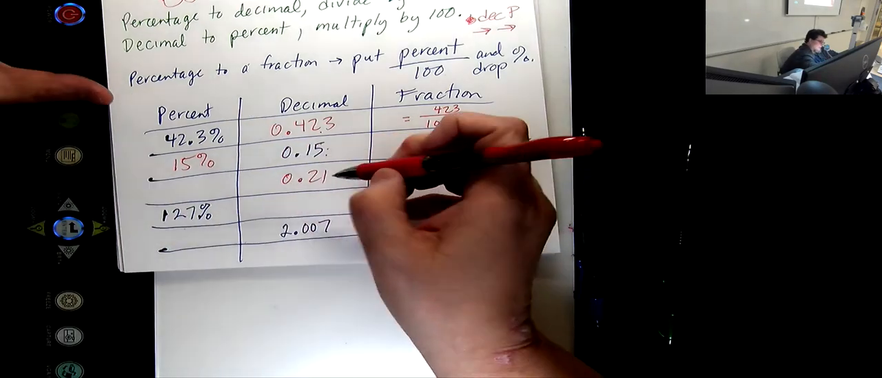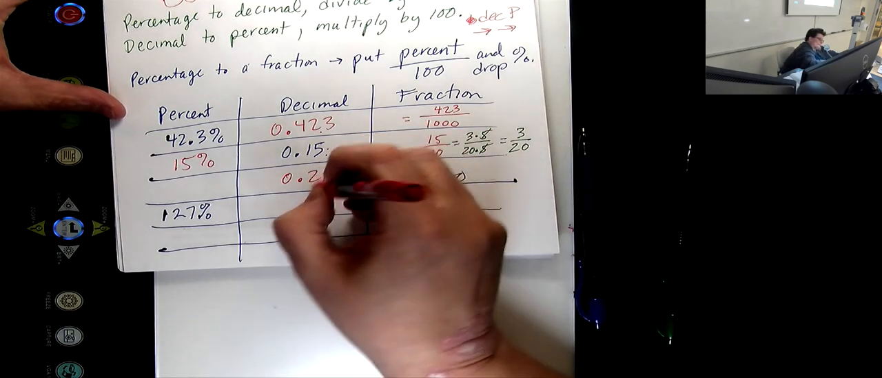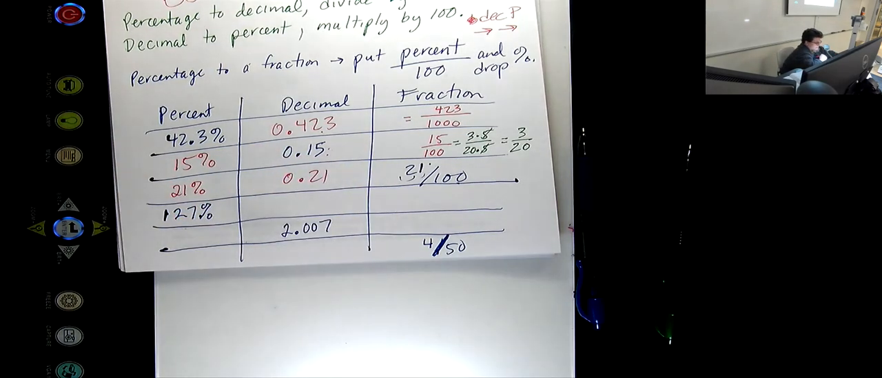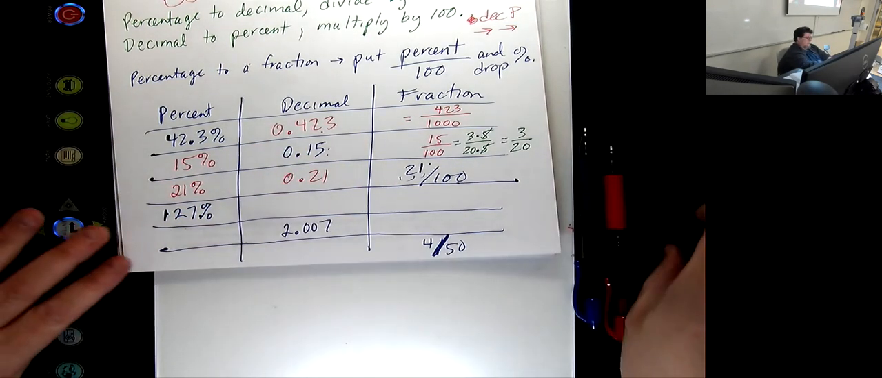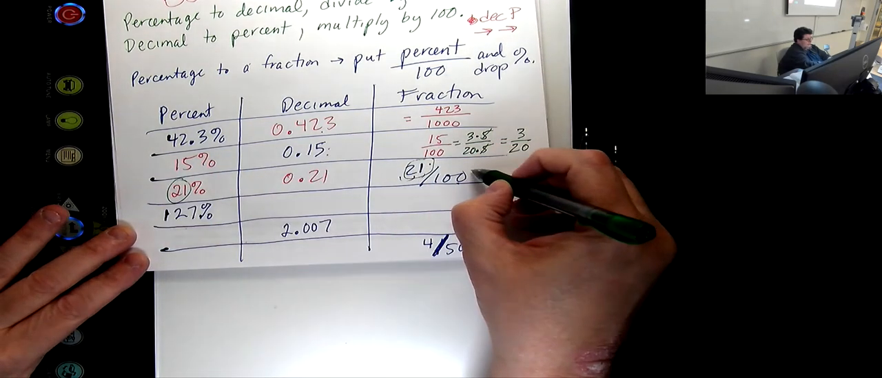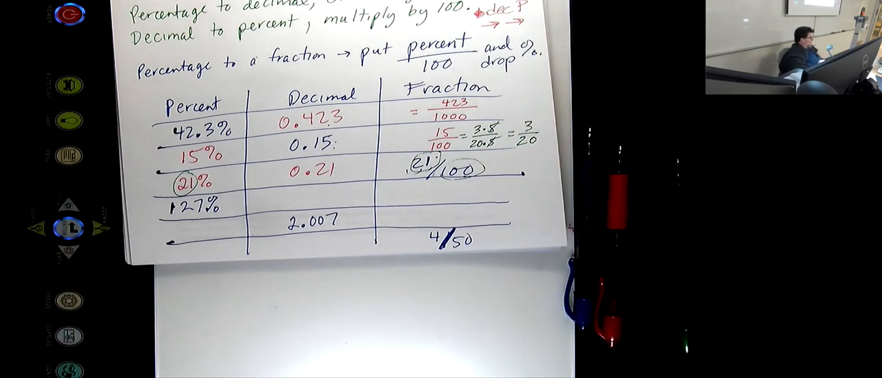And if I want to go to the percentage, I move the decimal point back to the right 2 and I just put the percent. So notice that the percentage matches up with the numerator if the bottom is 100. 21 over 100 and 21%.